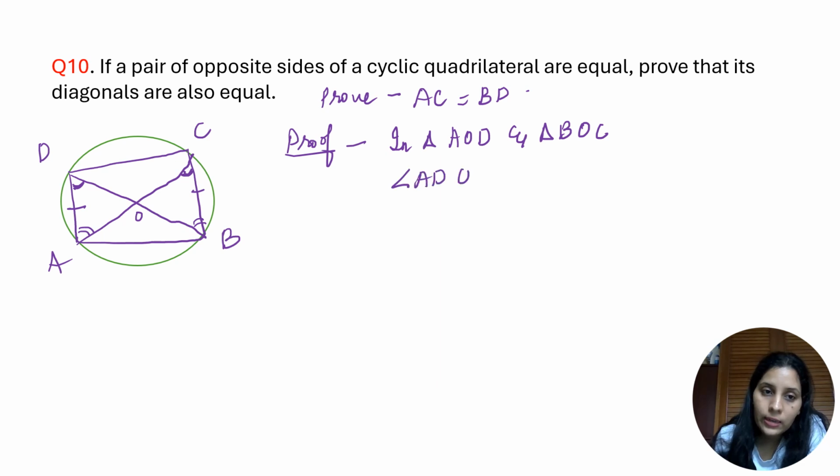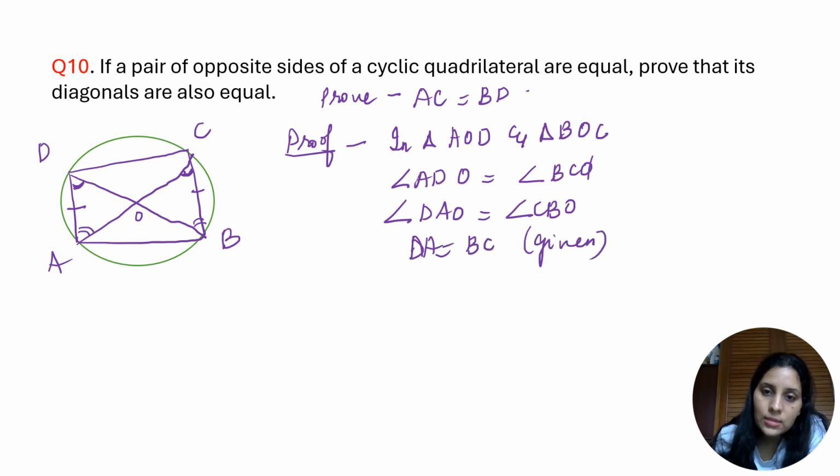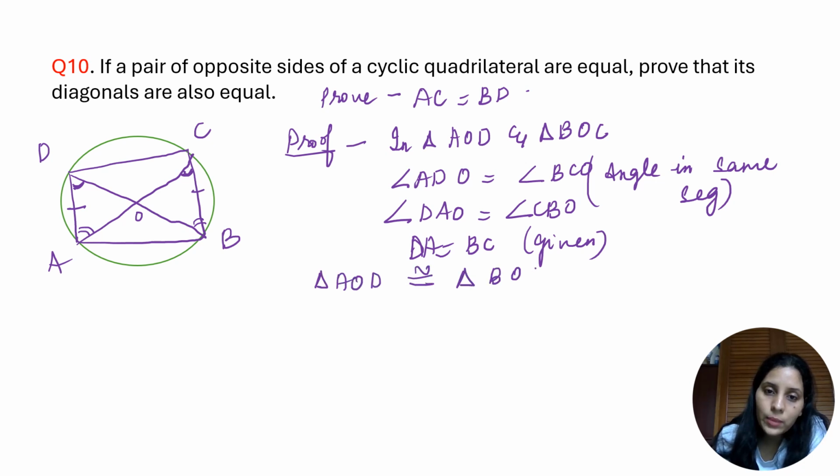Angle ADO is equal to angle BCO. Angle DAO is equal to angle CBO. And DA is equal to BC. So this is given, and this is angle in same segment. Reasons are very important. So I can tell that triangle AOD is congruent to triangle BOC by ASA. Alright, but that doesn't satisfy what we want. So now I got AOD is congruent to triangle BOC.